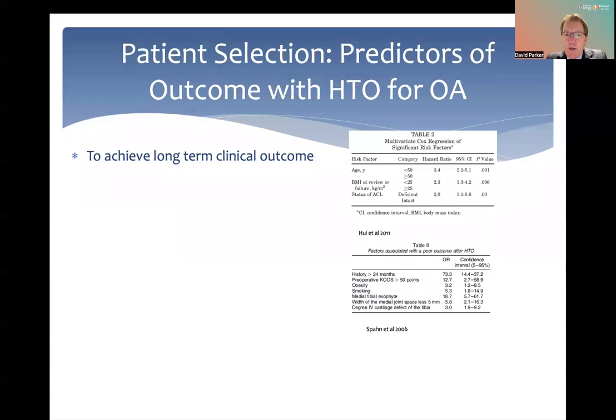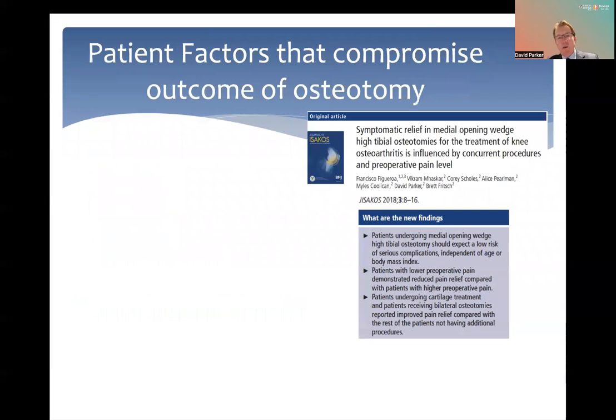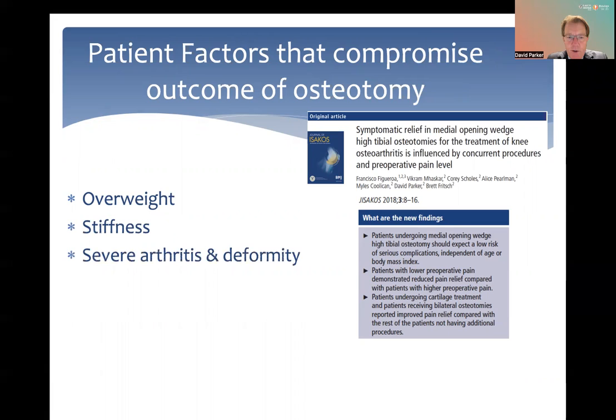Patient selection, so predictors of outcome. If we look at the literature to achieve a long-term clinical outcome, best results are with patients with a lower age, a lower BMI, good range of movement, and a relatively low osteoarthritis grade, and obviously good condition of the lateral compartment. So this does create an argument for earlier intervention if possible. We've done our own studies looking at our own results, and things that compromise the outcome are patients who are overweight, patients who are stiff, and patients who have more severe arthritis and deformity, again supporting the argument for earlier intervention.